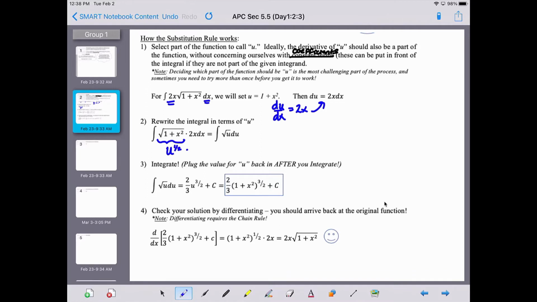And then the 2x dx we already established is our du, right? So that's how we get the integral of the square root of u du. And now our job is to integrate.